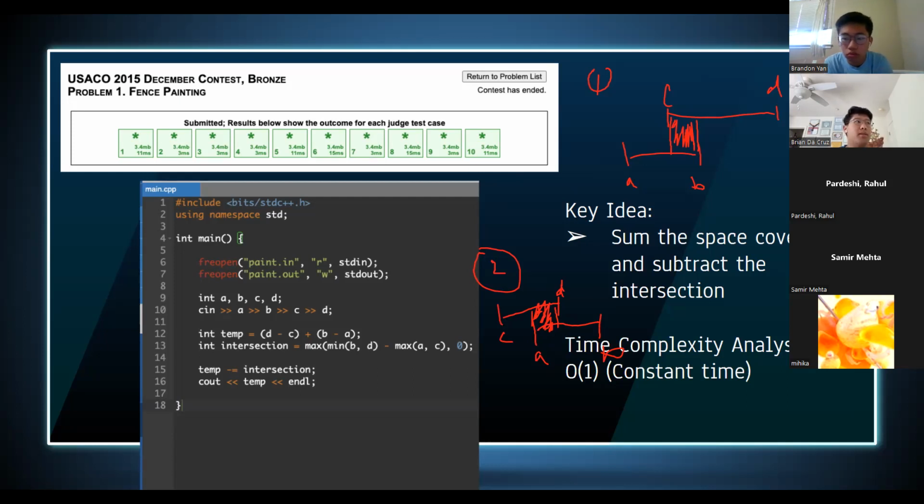The third possibility, again, there's not much space, I'll draw it out here. Let's say the interval A and B is like over here and over here, and C and D, let's say the interval covers from here to here. This is where Bessie painted the part of the fence. So in that case, the intersection is over here.